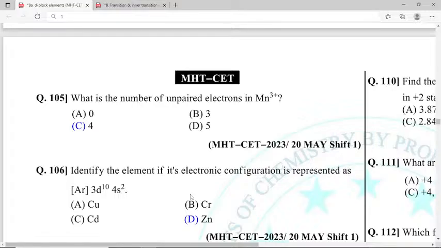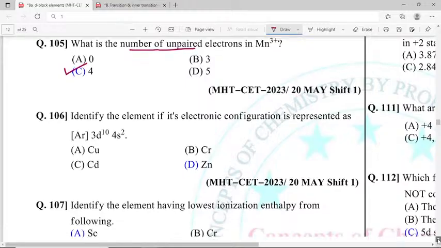What is the number of unpaired electrons in manganese? 3d4, 4 unpaired electrons. Manganese plus 3, 3d4, 4 unpaired electrons.